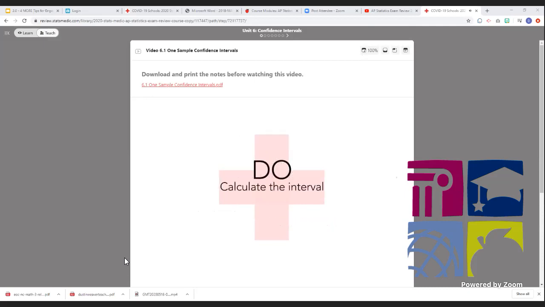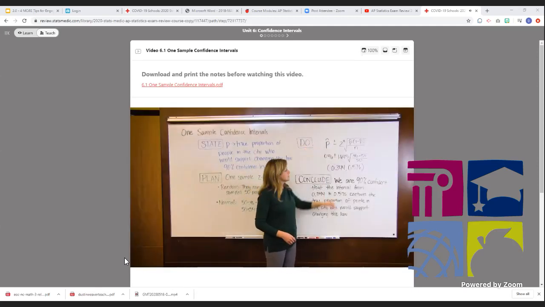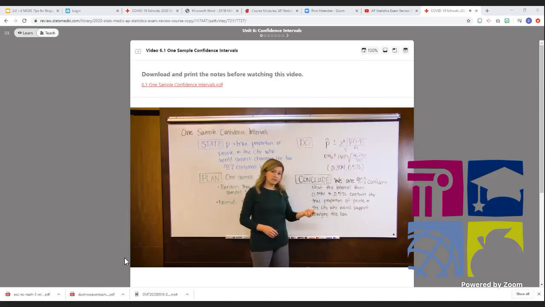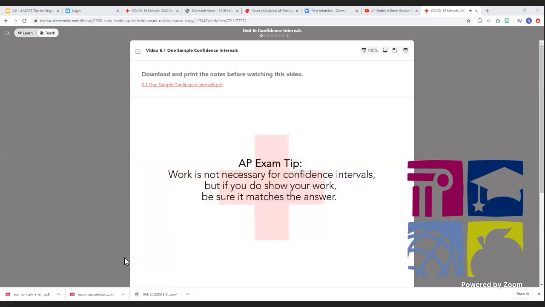Now we can move on to actually calculating our interval. So my formula that I'm using here is p-hat plus or minus a z-star for proportions instead of a t-star. And then my standard deviation formula has changed slightly again because I don't know p, I only know p-hat. So we're using p-hat for our estimate. I've plugged in all of my values and I get an interval of 0.344 to 0.576. Now an AP exam tip, to actually calculate your interval, you do not have to show your work, but if you do show your work, make sure that it matches your answer.